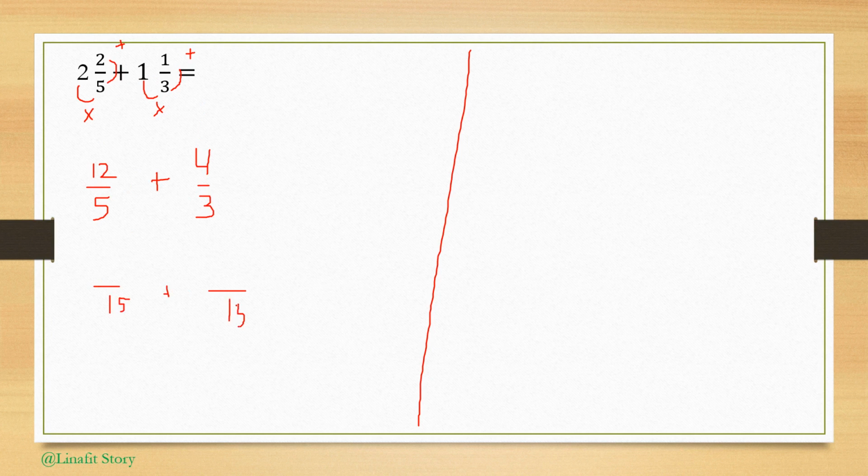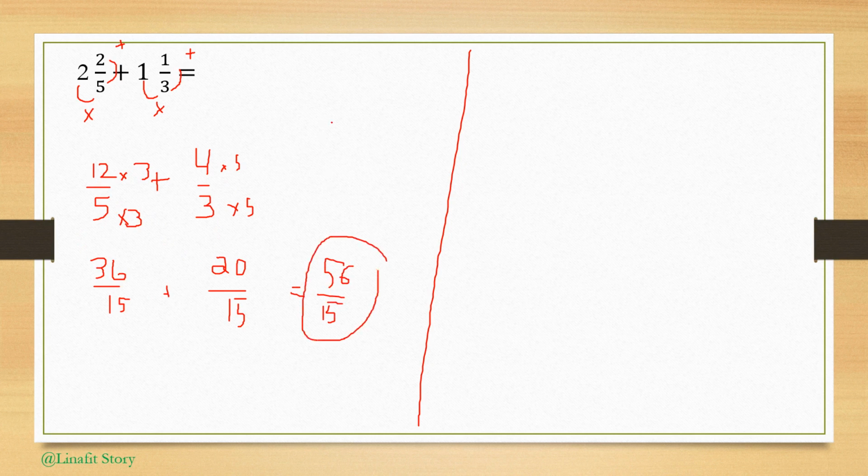5 times 3 equals 15. So 3 times 5, or 4 times 5, equals 20. And then 5 times 3, so 12 times 3 equals 36. So 36 out of 15 plus 20 out of 15 equals 56 out of 15. Don't forget, this is an improper fraction, so you have to convert it into a mixed number.